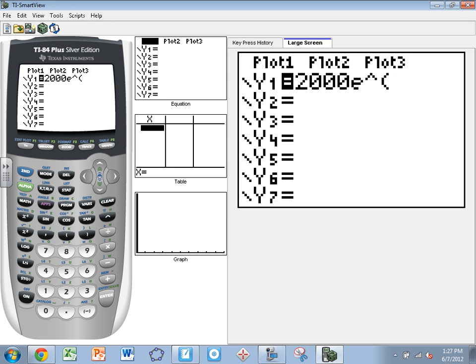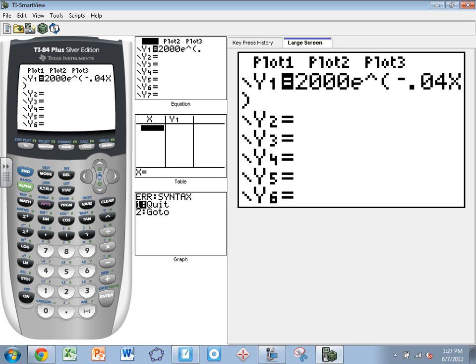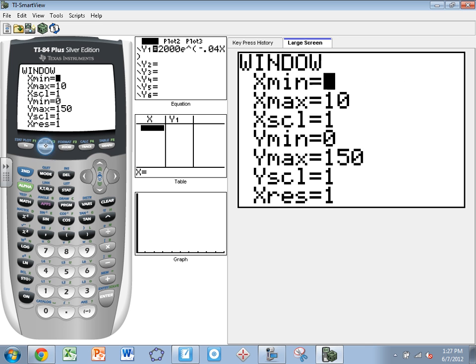e to the power of negative 0.04x. That's my y1. y2 is going to be 500. Now, before I graph these at all, let's think about this logically. What's the starting point for my function? 2,000. So let's go to our window and make y max 2,000. The y min we can leave as 0, because we know we're not going to have a negative amount of tigers. Doesn't make sense. So leave it as 0.